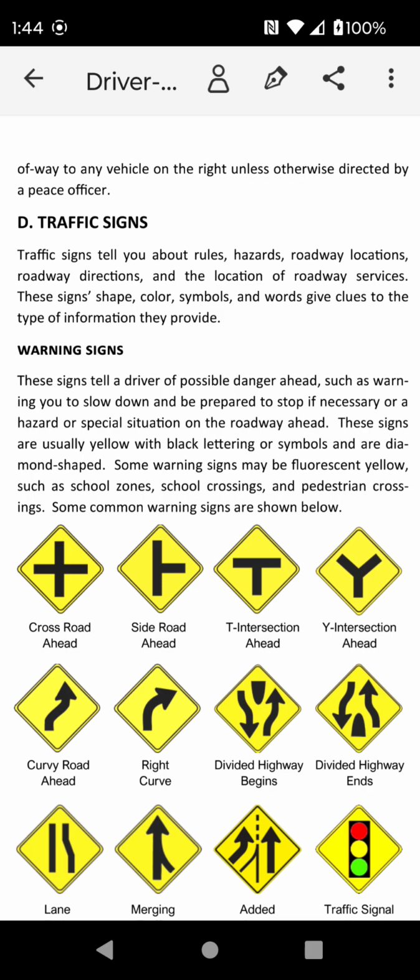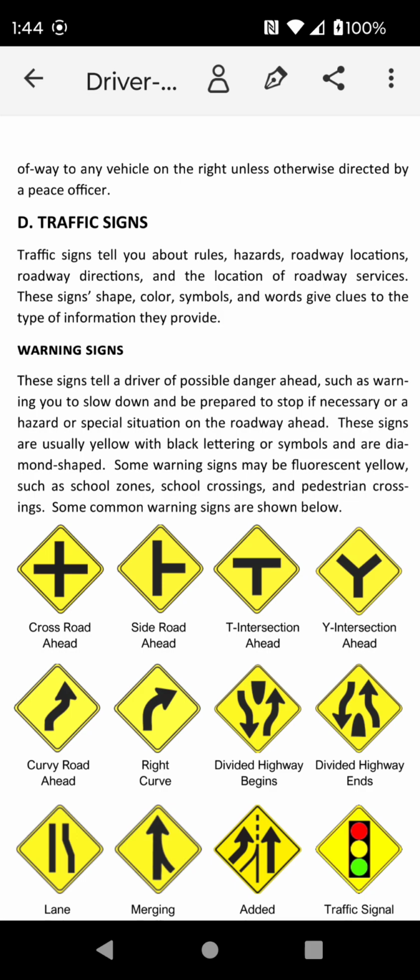Now, traffic signs. Remember, this stuff is going to be on the test. In what order, I do not know. Traffic signs tell you about the rules, hazards, roadways, location, roadway directions, and the location of roadway services. These signs' shape, color, symbols, and words give clues to the type of information they provide.